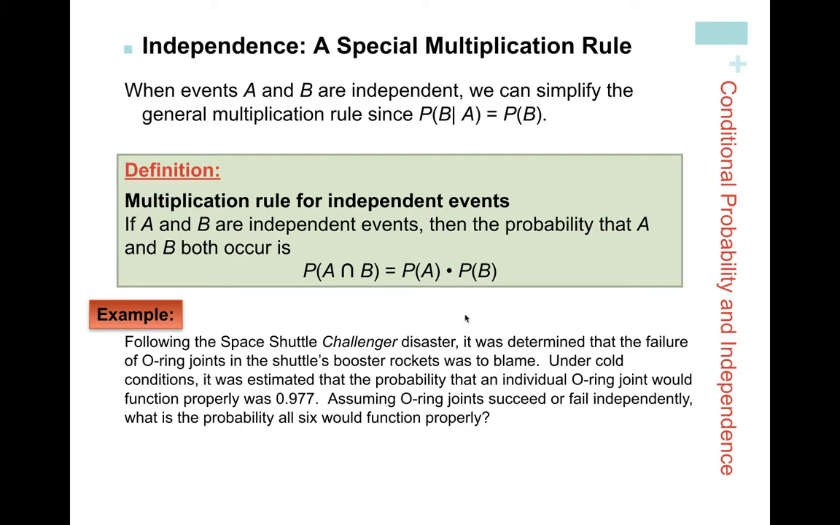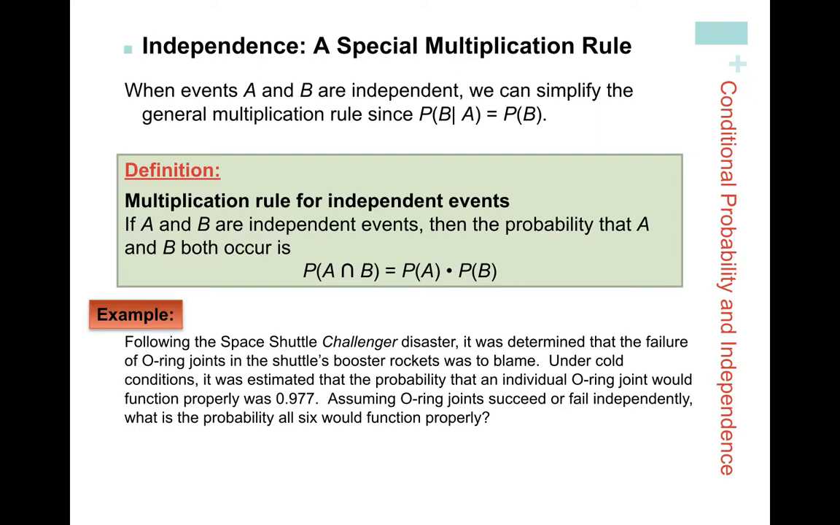Okay. So here's another example. This is our last example. Following the Space Shuttle Challenger disaster, it was determined that the failure of O-ring joints in the shuttle's booster rockets was to blame. Under cold conditions, it was estimated that the probability that an individual O-ring joint would function properly was 0.977. Well, not good enough, right? Not a tight enough tolerance, because obviously there was a disaster.